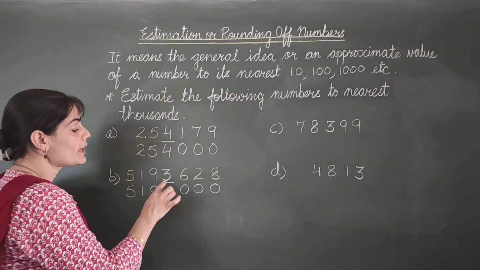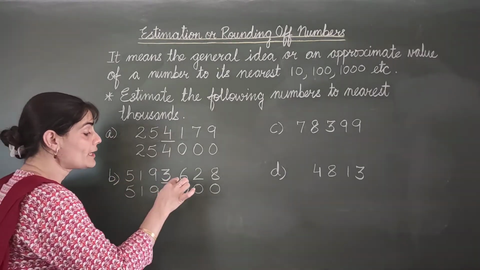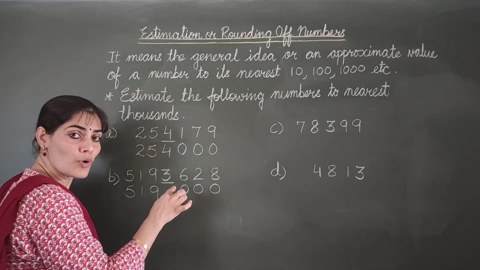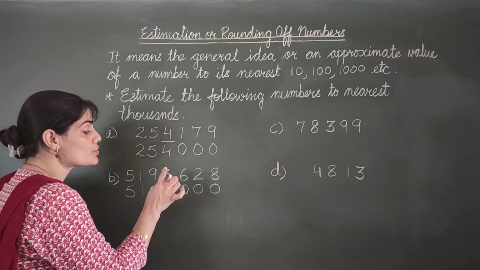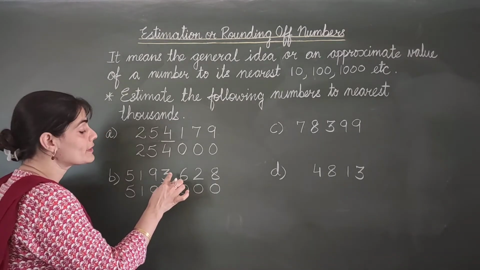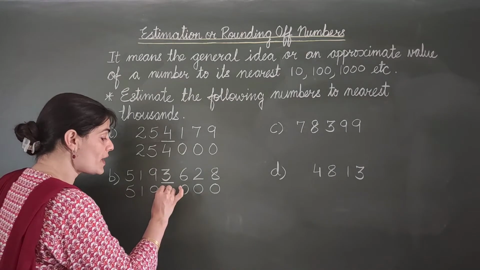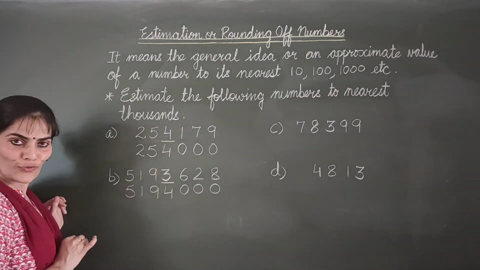it is. Now again I am going to check the digit at hundreds place and I observe that it is more than 5. So when it's more than 5, we will have to increase the digit at thousands place by 1. So 3 plus 1 makes it 4.